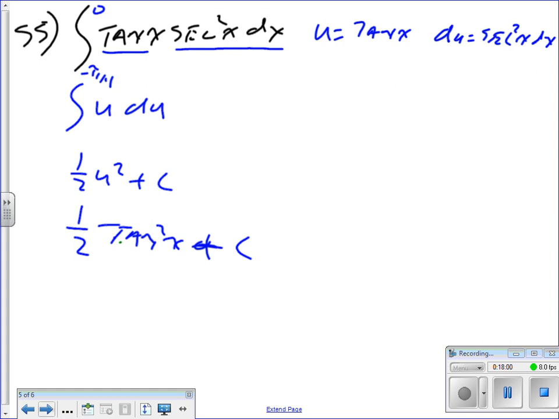Okay, that means you have two choices. It means you don't need the plus c. You can go back, plug in the tangent, put in the original bounds, and evaluate it. You have to plug in 0 and negative pi over 4 and evaluate.